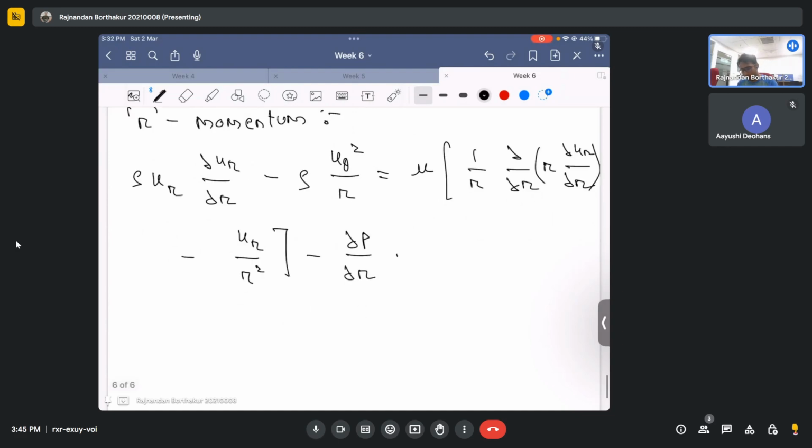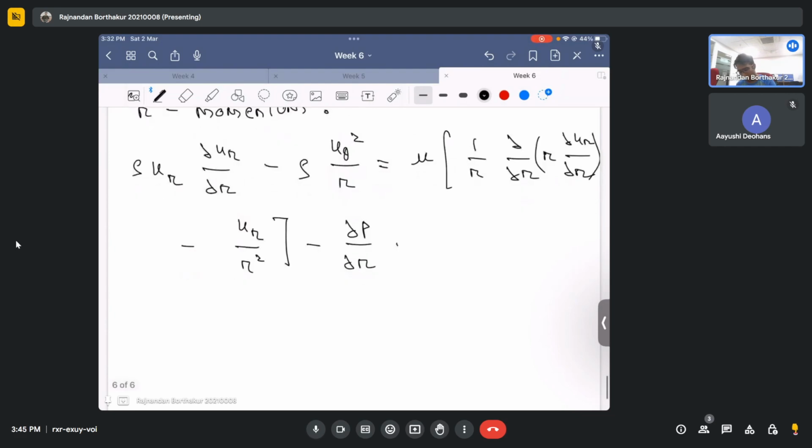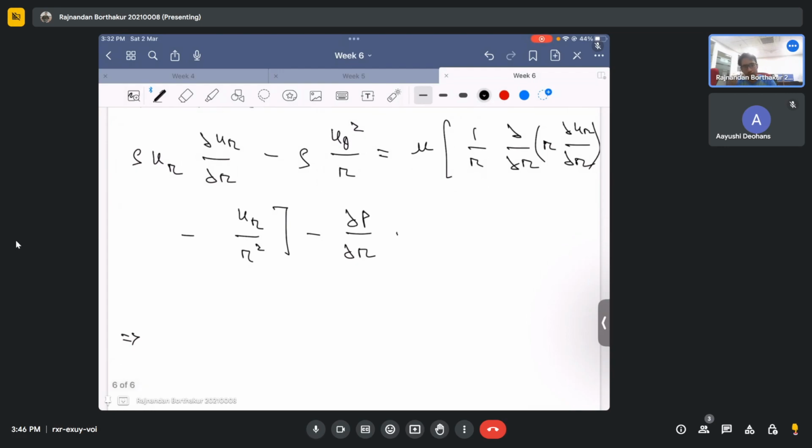Now you need to help me out with the non-dimensionalization. If I non-dimensionalize this term, what would be the non-dimensionalized form of this term? Can you tell me? Rho U squared by A. Yes, exactly. So this would be rho times the UR scale, which is URC, and URC is nothing but the suction velocity U. So this becomes rho U squared by A times UR bar del UR bar by del R bar.